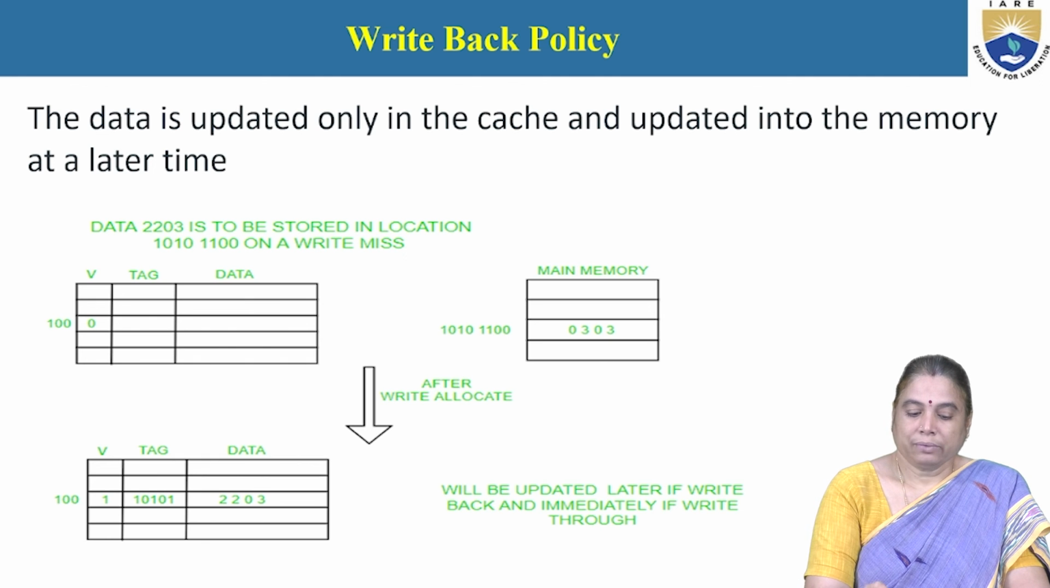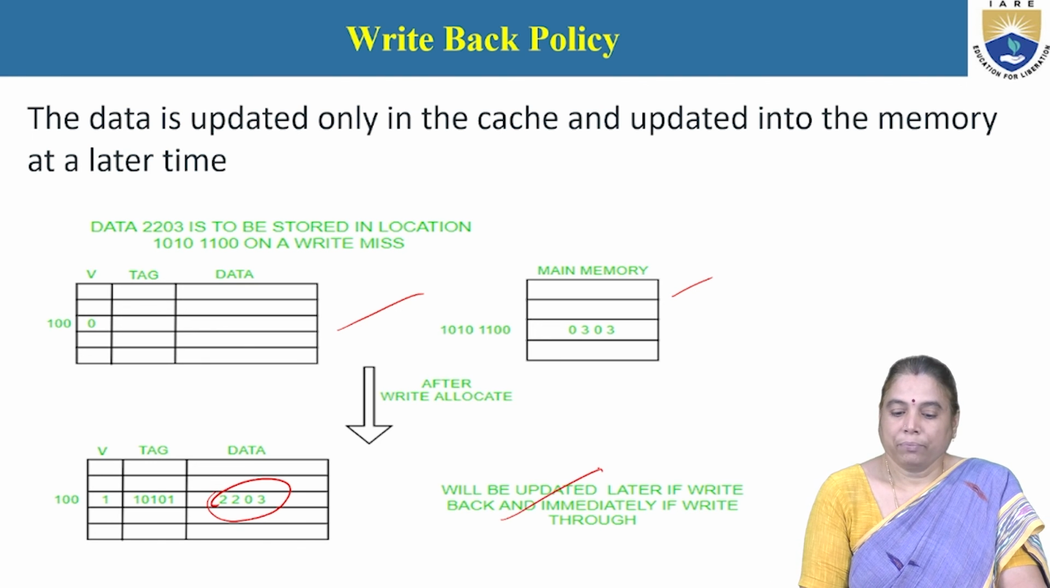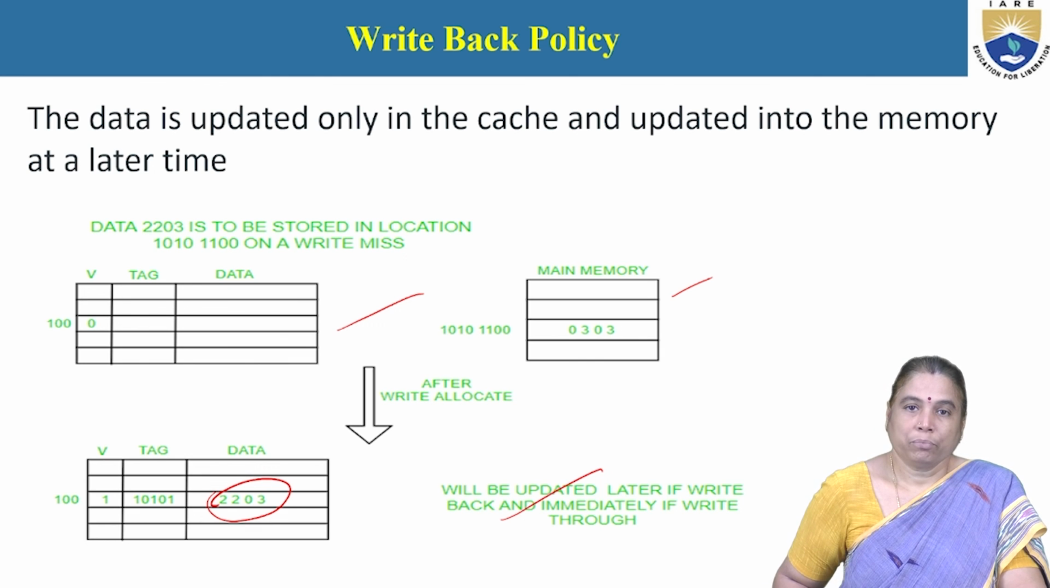For example, consider this is the state of the cache and main memory. The new data is written into the cache, but at a later time the main memory is updated. So this is referred to as the write back policy. These two policies can be used in the cache to avoid the data inconsistency problem.